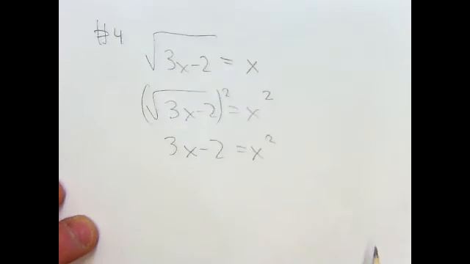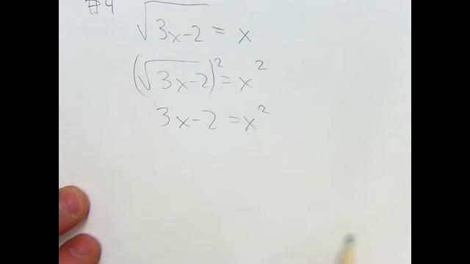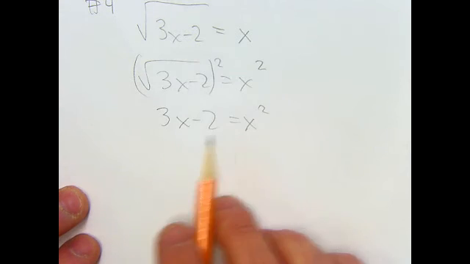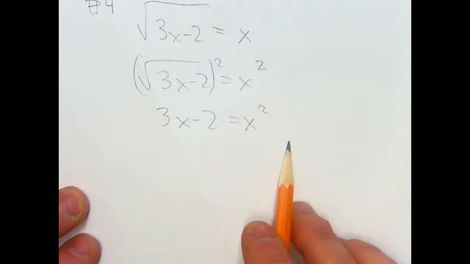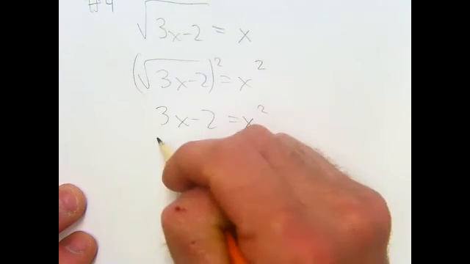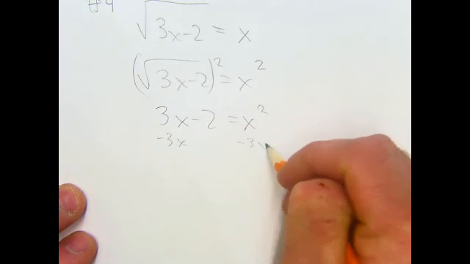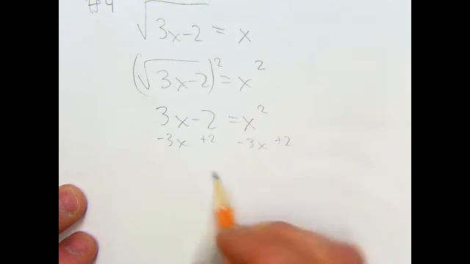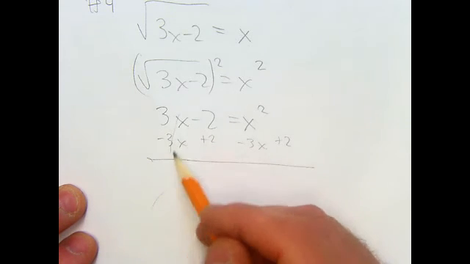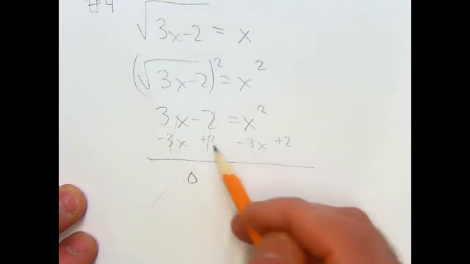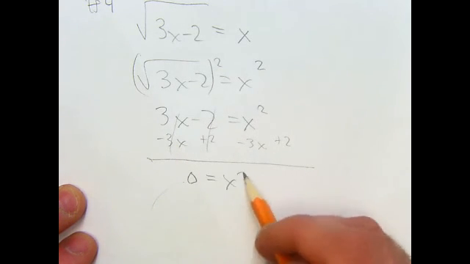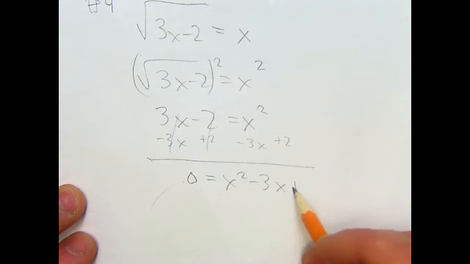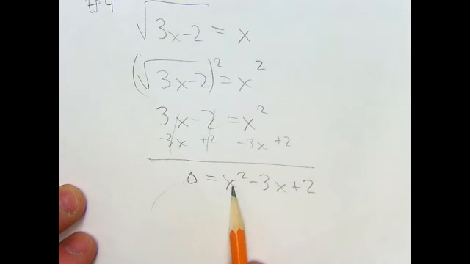3x minus 2 equals x squared. Now I've got a quadratic, an x squared, an x, and a constant, so I need to get this equal to 0 to solve it. Minus 3x on each side. Also add this 2 over on the side to get it equal to 0 over here. Okay, I'm just canceling everything out there. So I've got x squared minus 3x plus 2 equals 0.